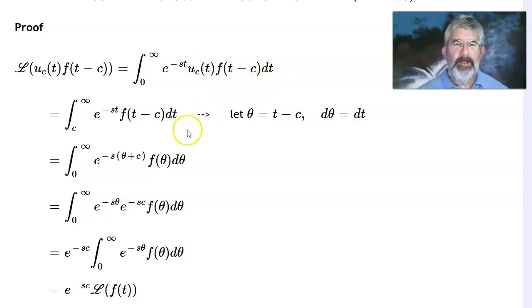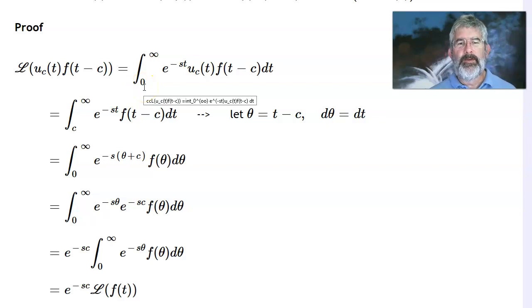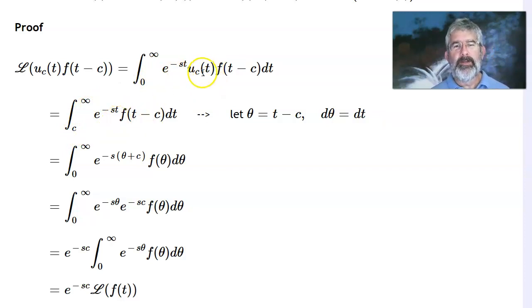Now, what I'm going to do, first of all, because this has a u sub c of t in it, I don't have to worry about the values of t between 0 and c, because this function here is just a 0. And so I only need to worry about from c to infinity, and for those values of t, this u sub c of t is equal to 1. So it just kind of disappears. It doesn't completely disappear, it changed that lower limit from a 0 to a c.